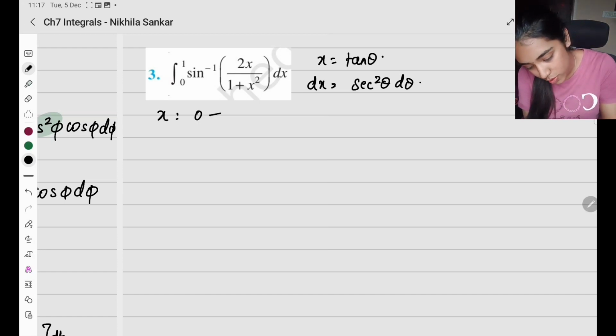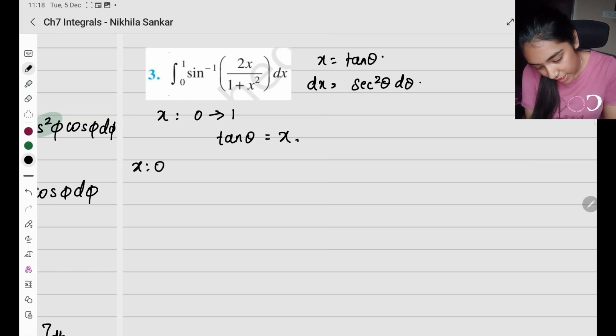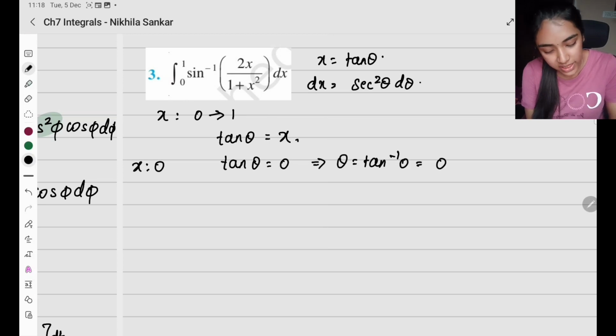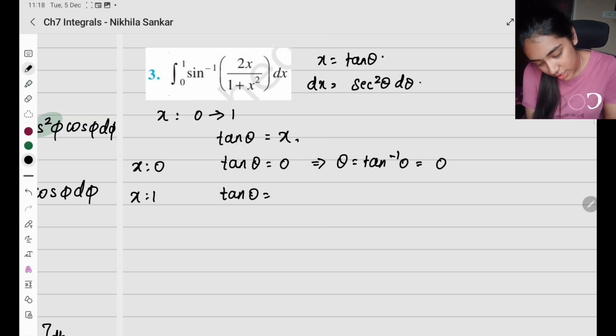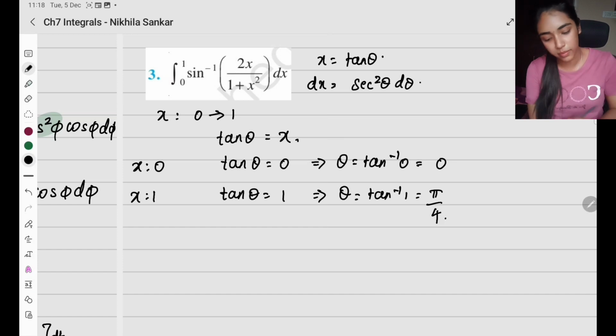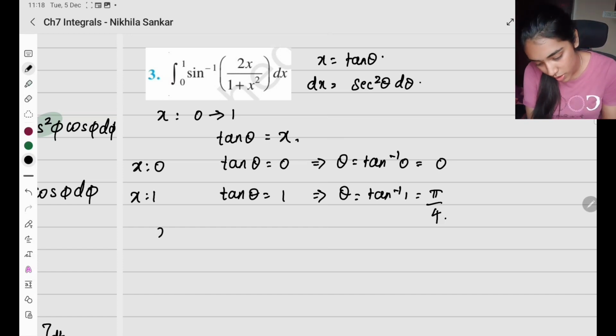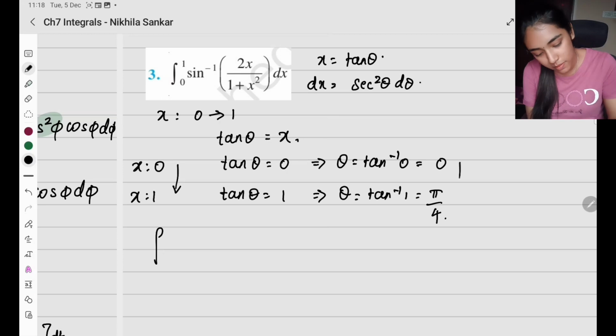If the value of x travels from 0 to 1, I know that tan theta equals x. So when x is 0, I have tan theta equals 0, which means theta equals tan inverse of 0. Tan inverse of 0 is going to be 0. When x is 1, I have tan theta equals 1. From this, theta equals tan inverse of 1, which is pi divided by 4. Okay, how does my integral change now? Integral of 0 to 1 becomes 0 to pi by 4.